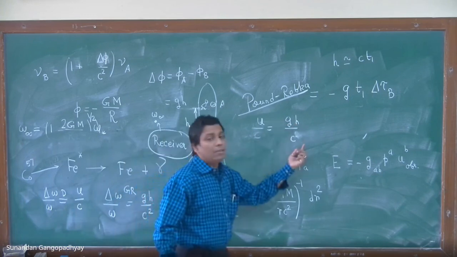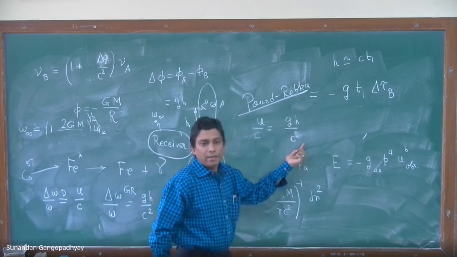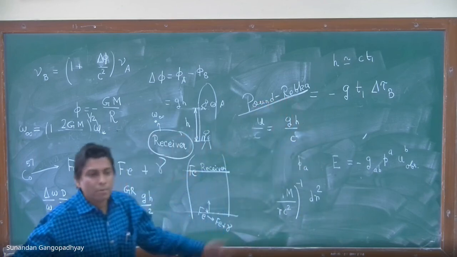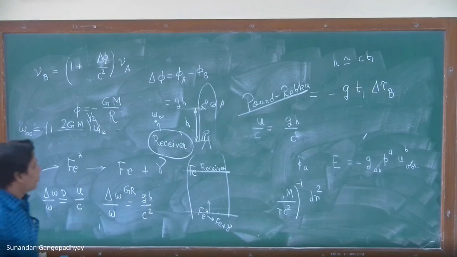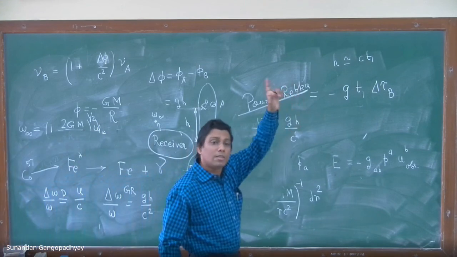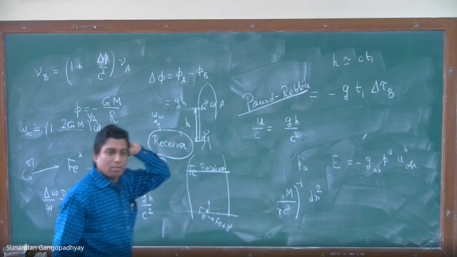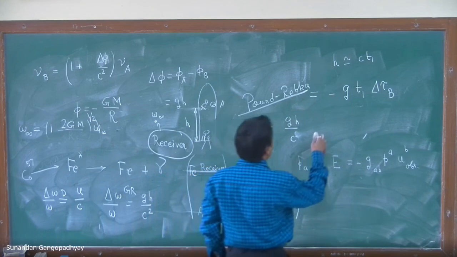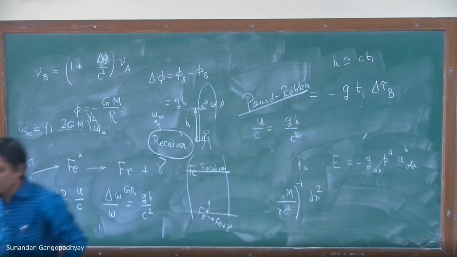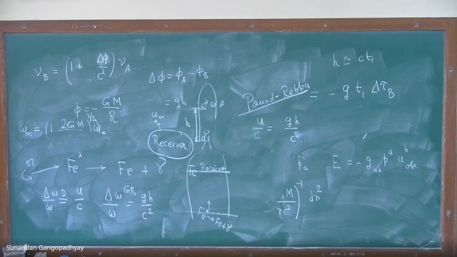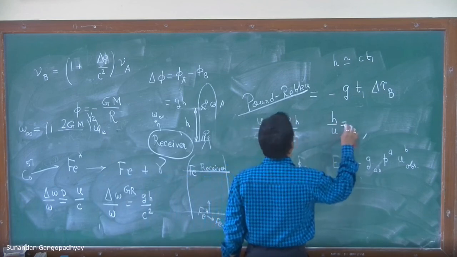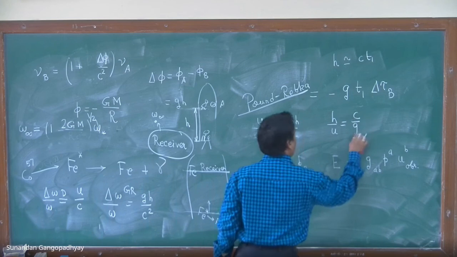What is h by c, by the way? It is the time taken by light to cover a distance of h. It is very small actually. That is why, you remember, in those times you were neglecting g t square and all those factors. So u is equal to gh by c, and you can get a nice relation here also. u is equal to gh by c. So this you can write down as h by u is equal to c by g.